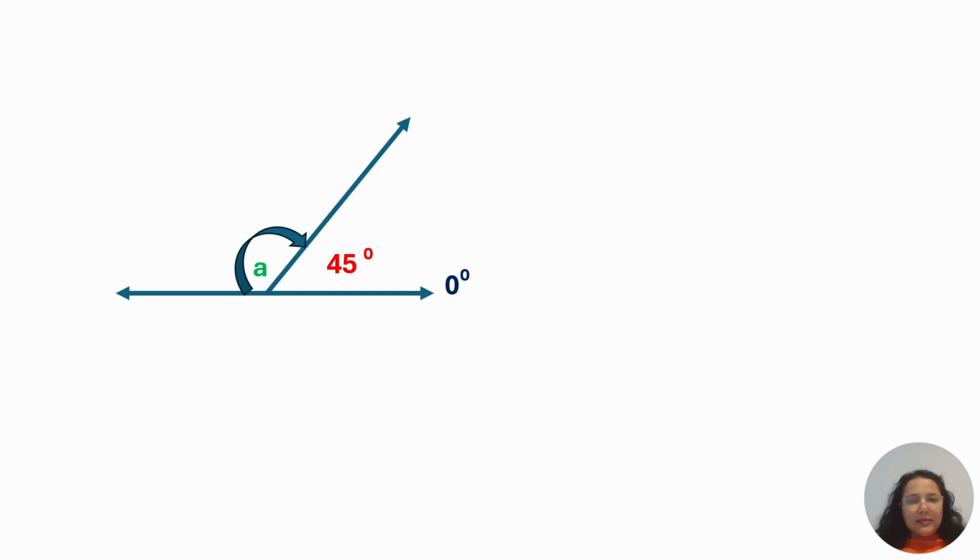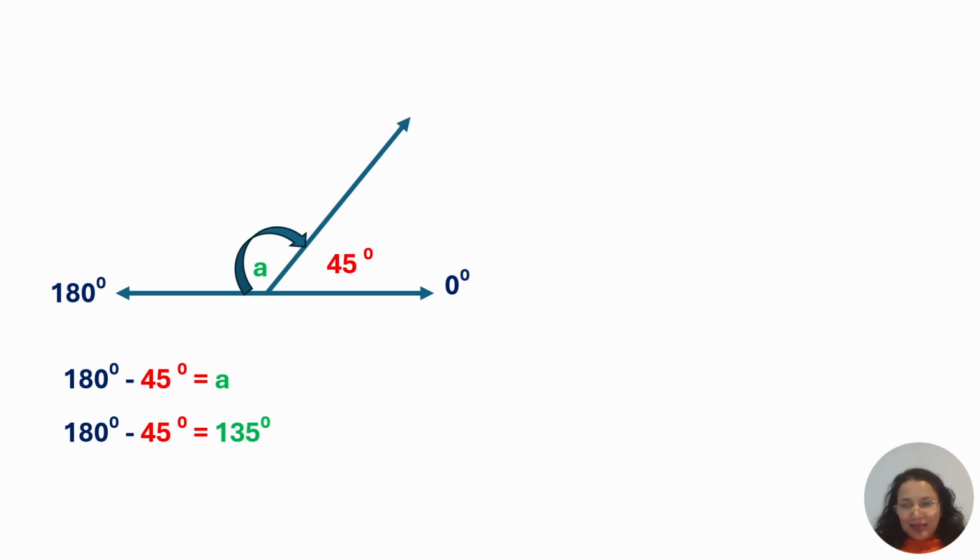Okay, now we know that the start of the straight line is 0 degrees and the end of the straight line is 180 degrees and we're given 45 degrees. So it's pretty simple now. We just do basic mathematics, subtraction, and we say 180 degrees minus 45 degrees is equal to angle A. And then when we calculate it, we say 180 minus 45 is equal to 135 degrees, right? So obviously now our obtuse angle, which is angle A, is 135 degrees.